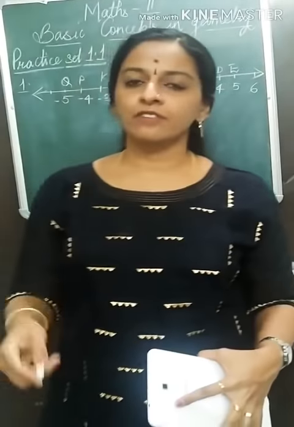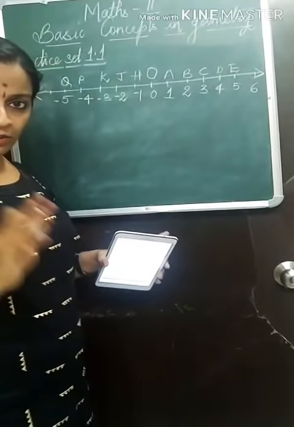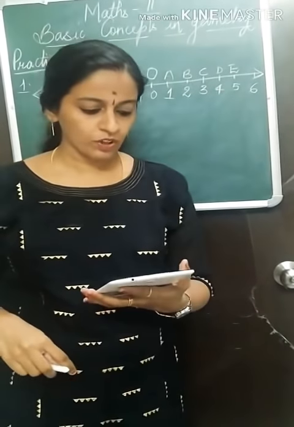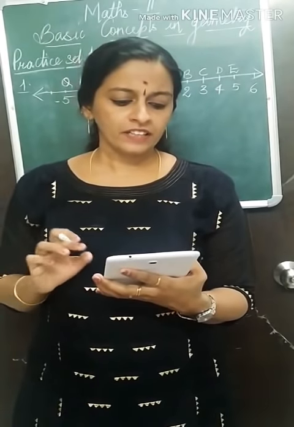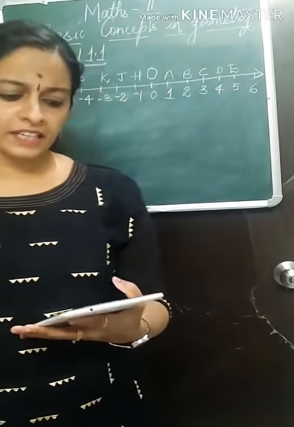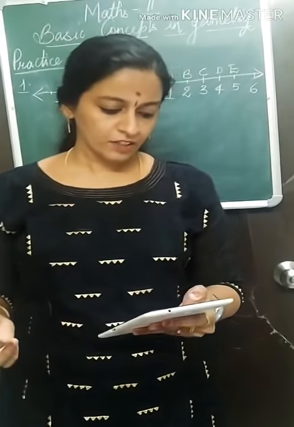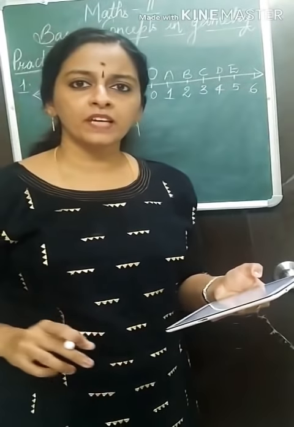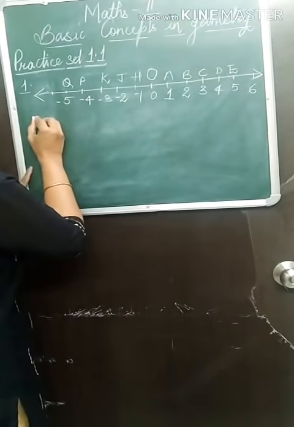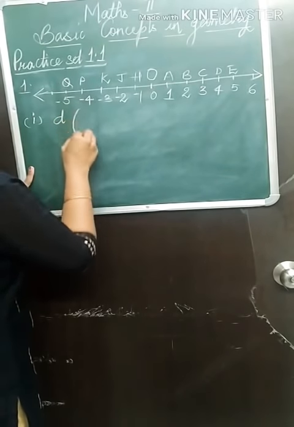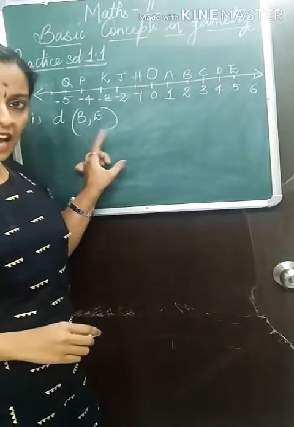Okay, so let us start with the practice set 1.1. I have drawn the number line. You also copy the number line given in the textbook. Now the question is, find the distances with the help of the number line given below. Let us find out the distance between the points that is asked. First question, distance between B, comma E. Distance between points B and E.